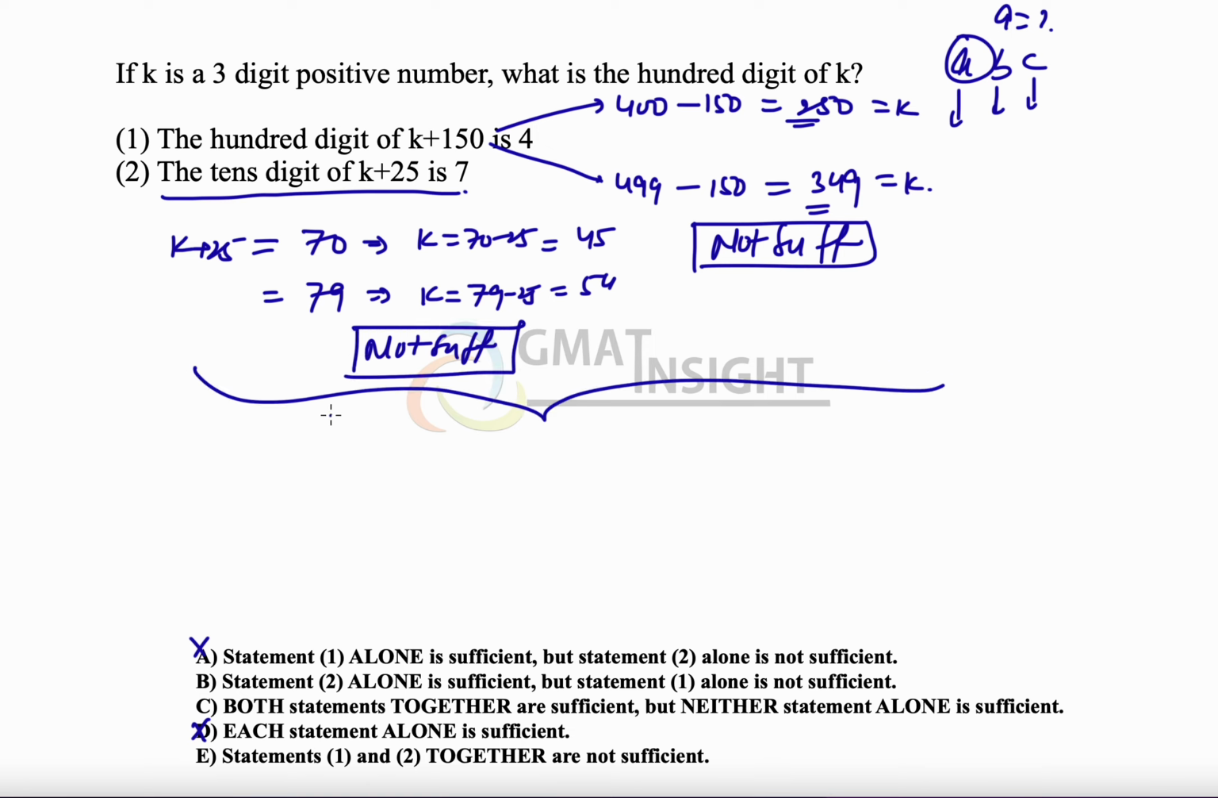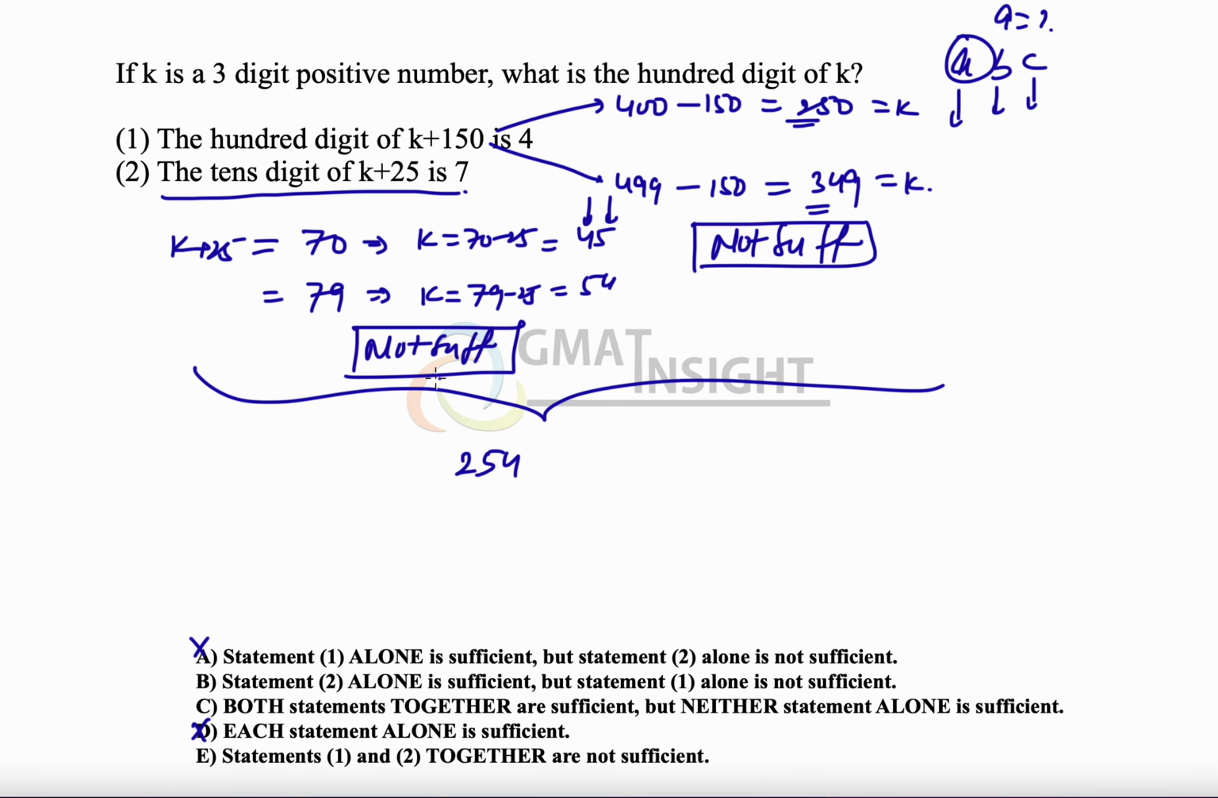Now we combine the two statements, and what it gives us is that the tens digit and the last digit cannot be anything other than from 45 to 54, which means now we cannot have the value of k like 245. We can have the value of k like 254. That's one possibility if we pick up this value, right?